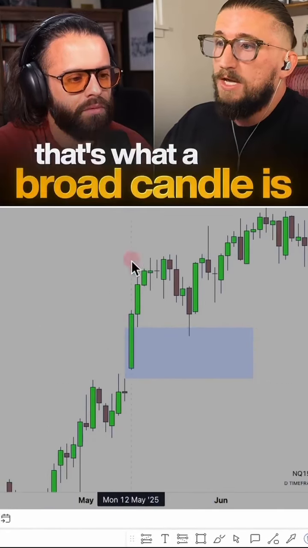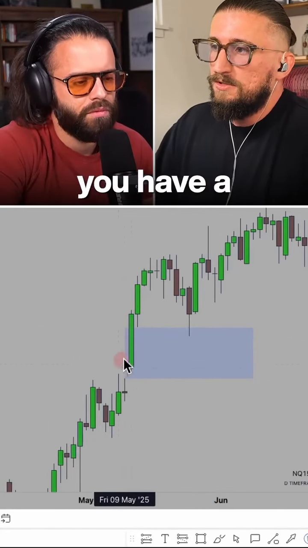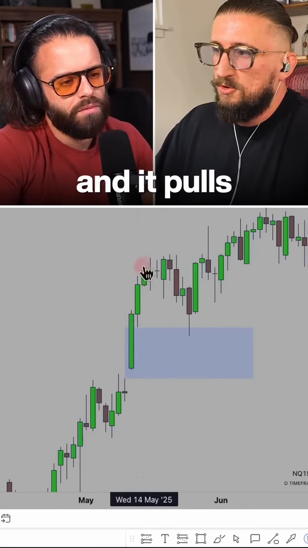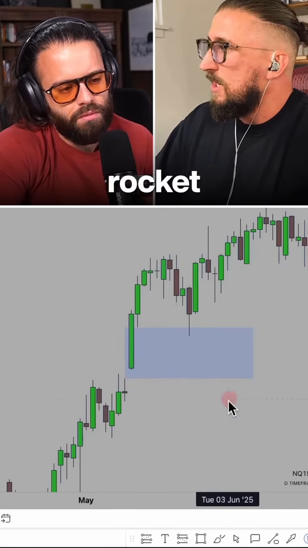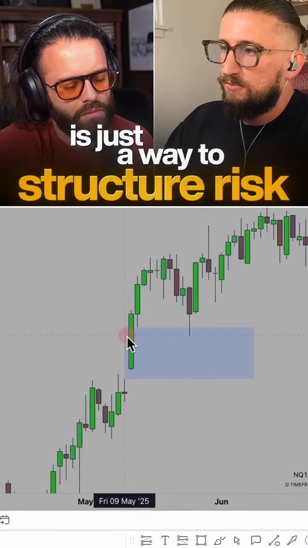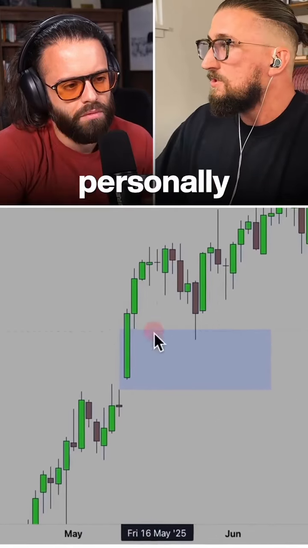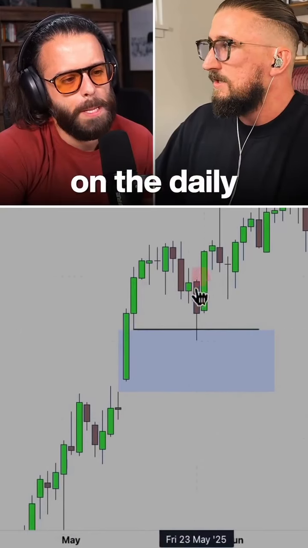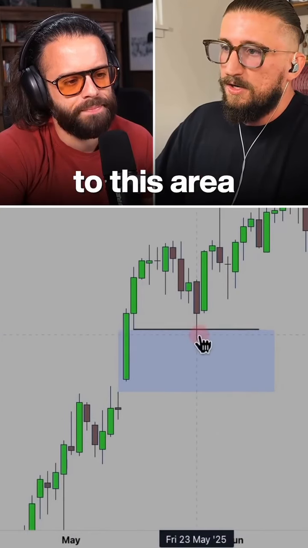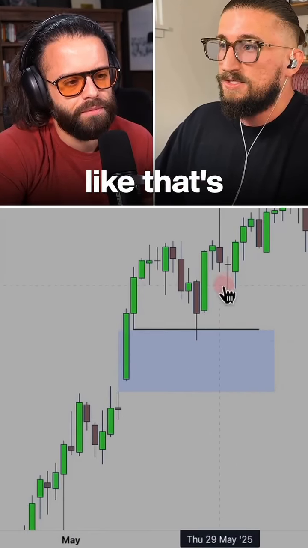That's what a broad candle is. It's a trend. So when you have a trending condition and it pulls back into it, what do you think is going to happen? It's not necessarily rocket science, but it's just a way to structure risk. So what I would do personally, whether it's an intraday chart or a daily chart, when you have something like this on the daily, I just wait for it to get to this area and look for some sort of reaction. And that's the real game right there.